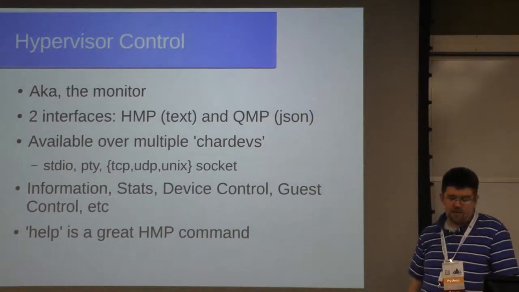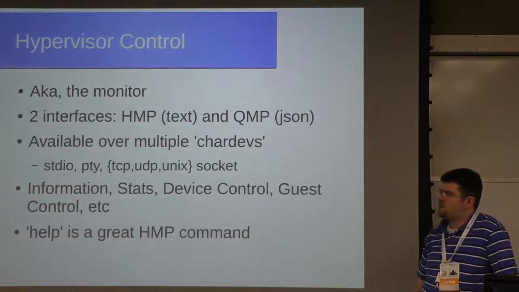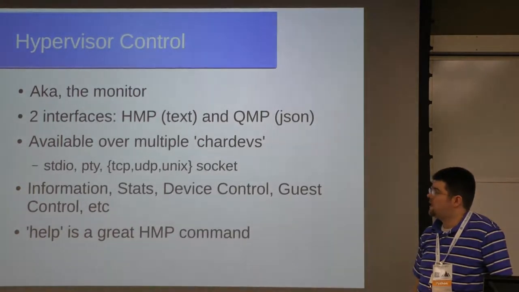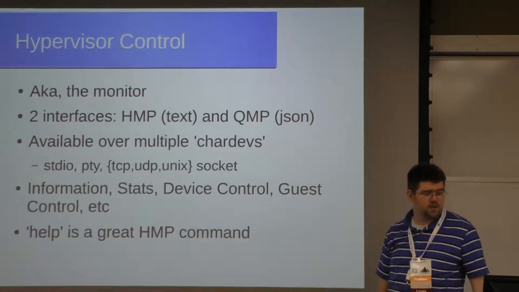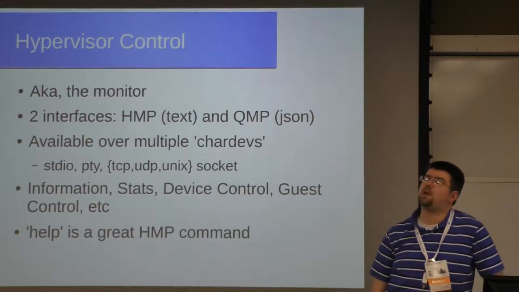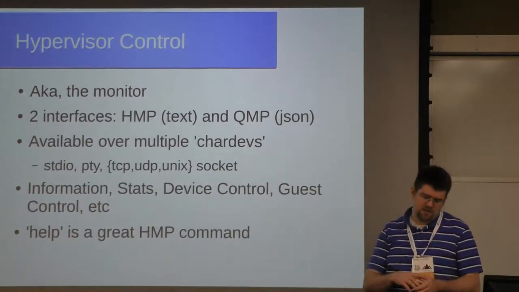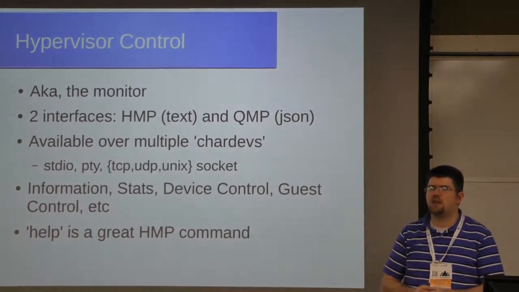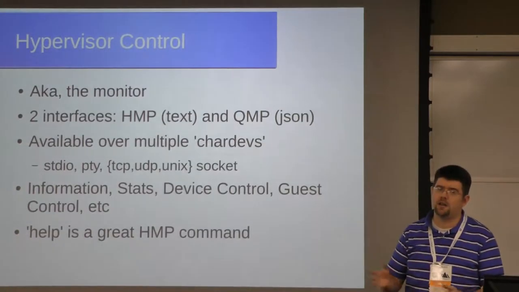All right, now on to hypervisor control. It's also called the monitor. This is controlling aspects of the QEMU process itself and controlling the VM as well. There's two different ways to talk to it. There's HMP, the human monitor protocol, and QMP, the QEMU monitor protocol. HMP is text-based. You just give it commands and options. The QMP one is JSON-based and works really well if you want to talk to the monitor programmatically.